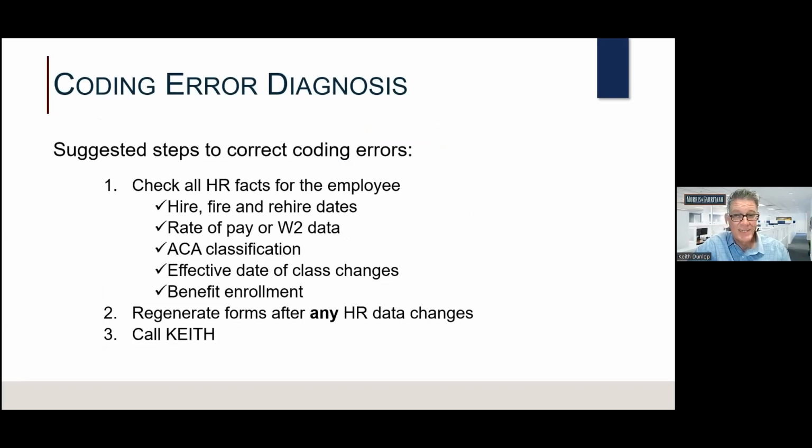If there have been any class changes, for example, if somebody went from part-time to full-time or the other way, you want to make sure you have those effective changes correctly noted in Navigator. Someone moving from part-time to full-time changes the codes on the 1095, and so the accurate dates that those changes happened are critical.